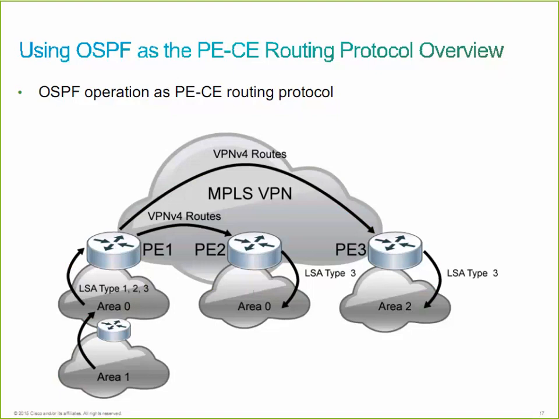And by the way, that would be true even if the area number matches on the different PE routers. They still become type 3 routes. It's a very, very strange scenario. You wouldn't expect it to look that way, but it does. Okay? Now, obviously, there are ways that we can handle that.